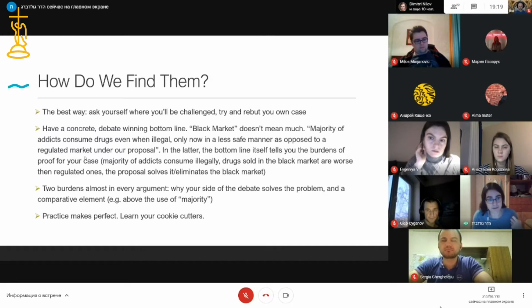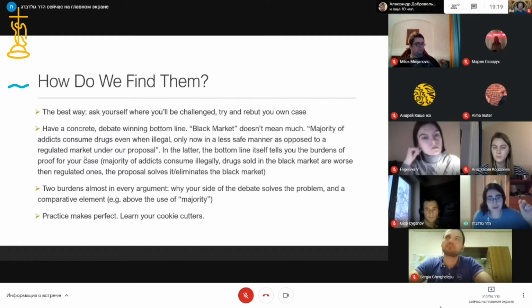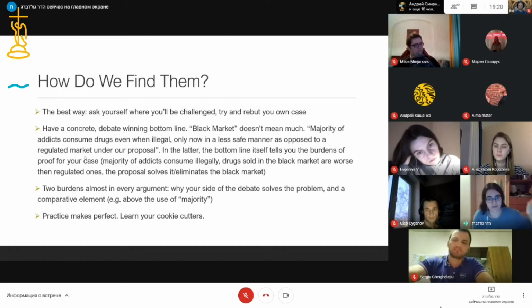If, as opposed to this, I prove the following bottom line, majority of the addicts that consume drugs will continue consuming them even when they are illegal. Only now they will do it less safely as opposed to in a regulated market under our proposal. Can anyone tell me what's the difference between this bottom line and the earlier one? What is added? What makes it stronger?